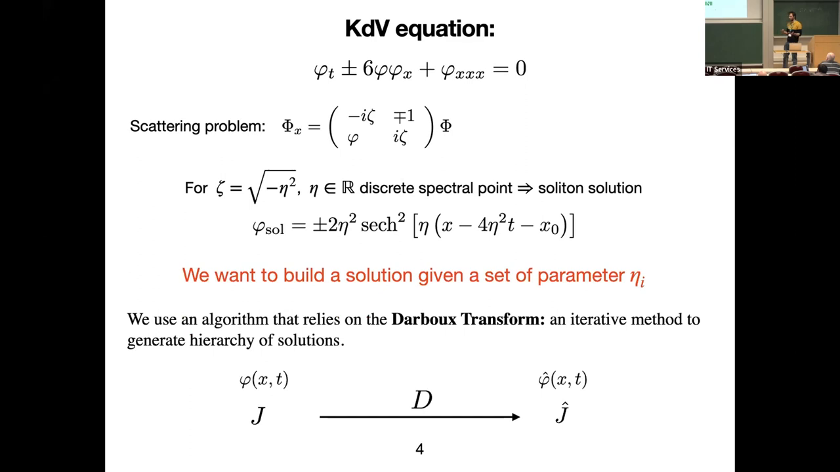And to do so, we rely on the Darboux transformation, which is an iterative method to generate a hierarchy of solutions. And this does not act directly on the solution of the equation, but actually acts on the Jost solution associated to the solution itself. So given a solution to our system, if we put it in the scattering problem and obtain the Jost solution, we can apply this Darboux transformation to add essentially a soliton to our solution. And from the new Jost solution, we can then recover the actual potential that solves the KdV equation.